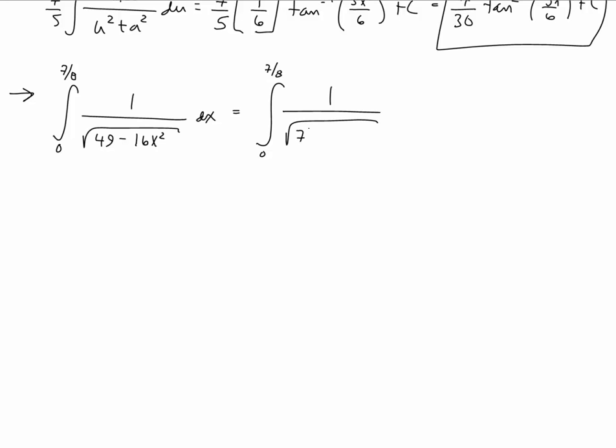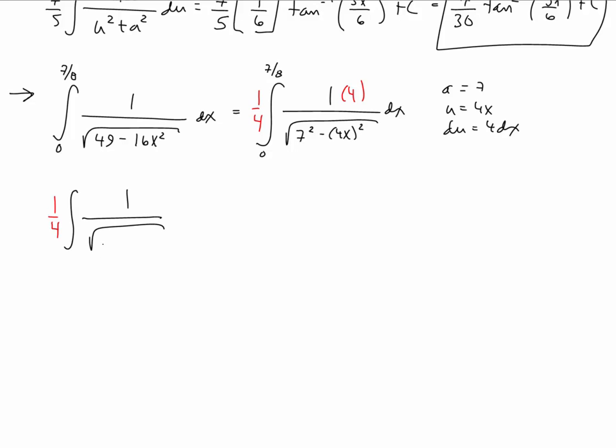This would be (7 squared minus (4x) squared) dx. So a would be 7, u would be 4x, du would be 4 dx. So I'd multiply by a 4 on the inside, compensate with a 1/4 on the outside, and then when I rewrite my integral, this is going to be 1 over the square root of a squared minus u squared du.